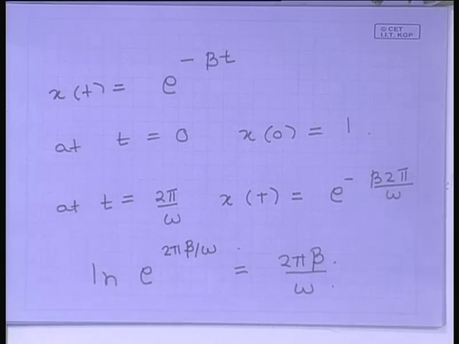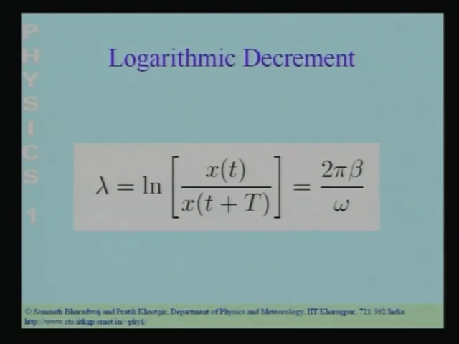It essentially quantifies how fast the oscillations are dying down, and it tells you the decay of the oscillation in one time period of the oscillation. So, this brings to an end our discussion of the underdamped oscillation.